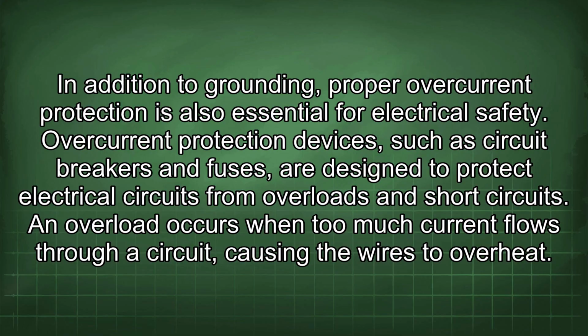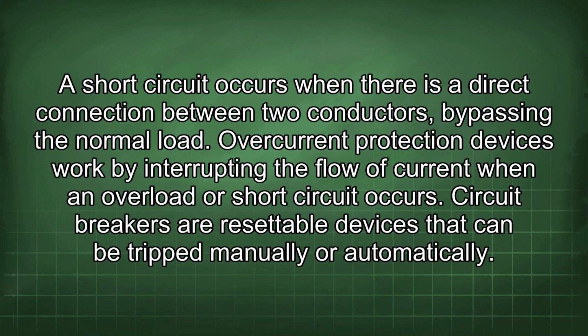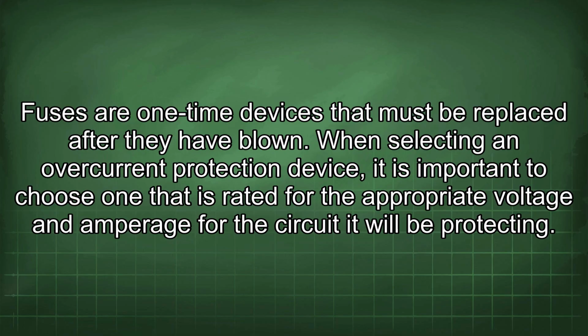An overload occurs when too much current flows through a circuit, causing the wires to overheat. A short circuit occurs when there is a direct connection between two conductors, bypassing the normal load. Overcurrent protection devices work by interrupting the flow of current when an overload or short circuit occurs. Circuit breakers are resettable devices that can be tripped manually or automatically. Fuses are one-time devices that must be replaced after they have blown.